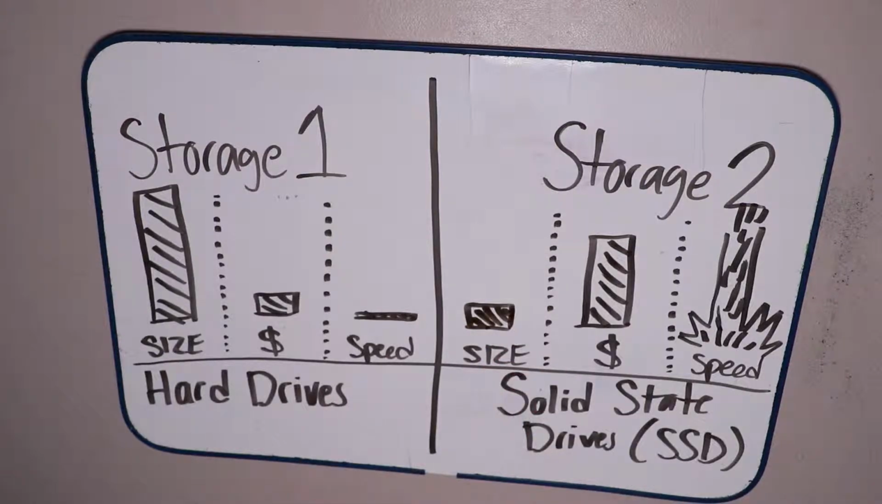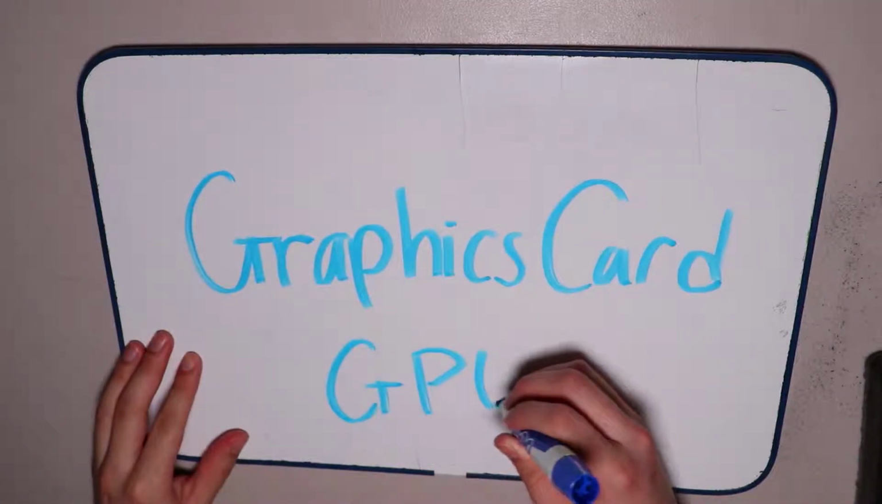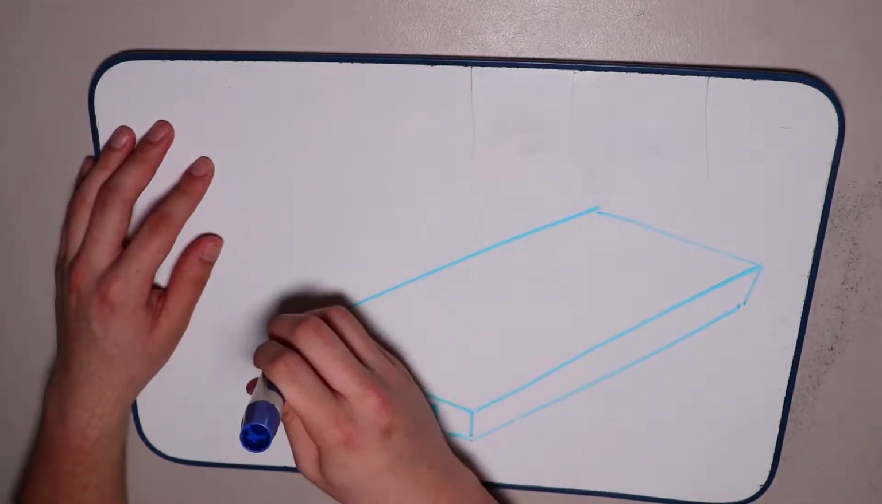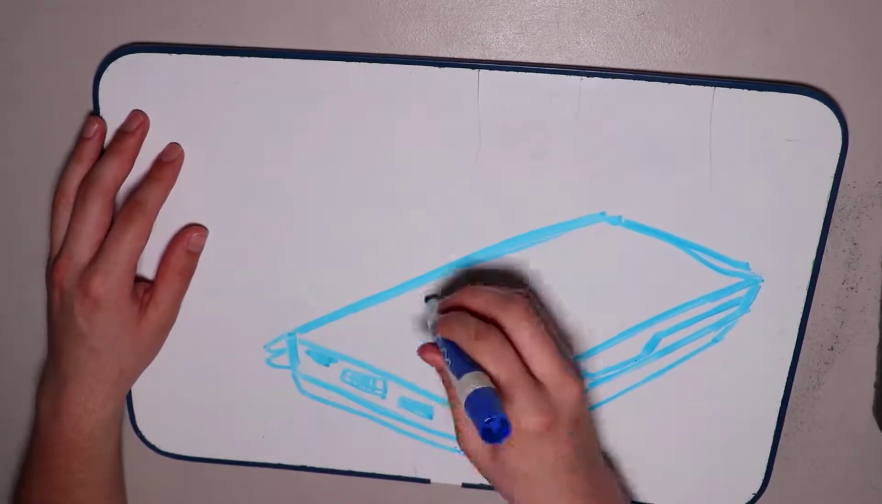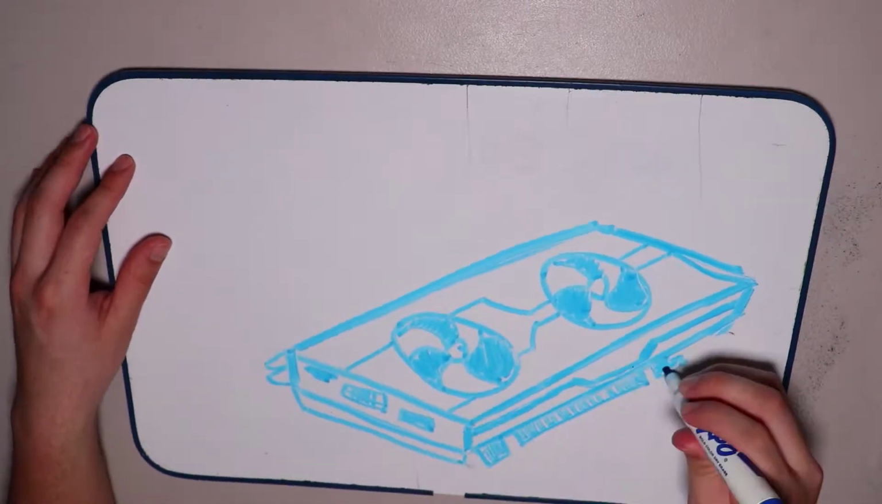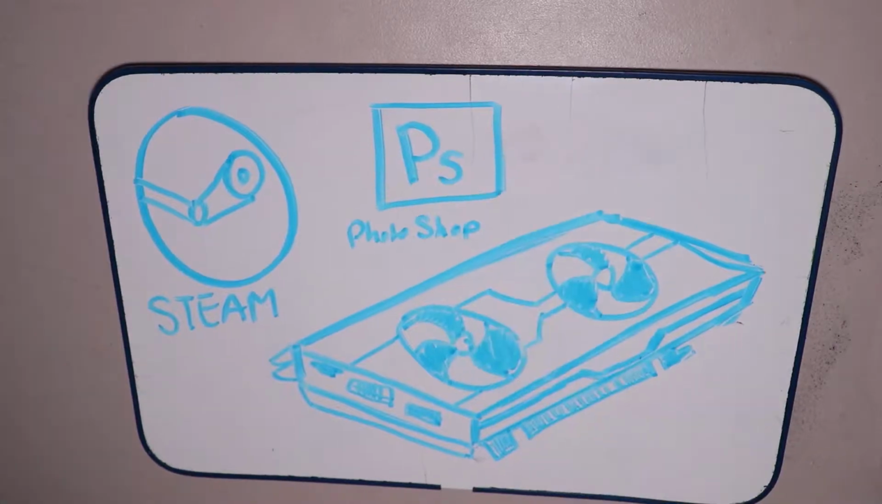Next up is the graphics card, or GPU for short. These beasts are responsible for processing all of the graphic-intensive tasks your computer uses. GPUs often handle workloads like games, video editing, and 3D images.